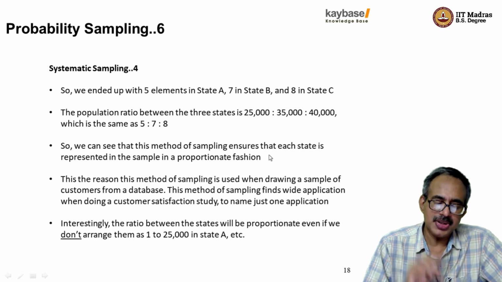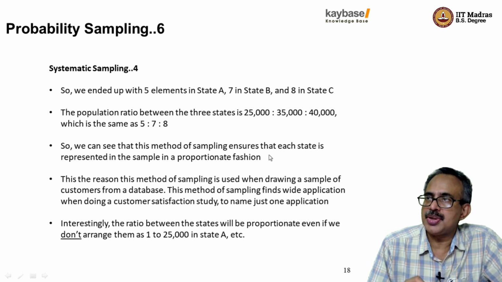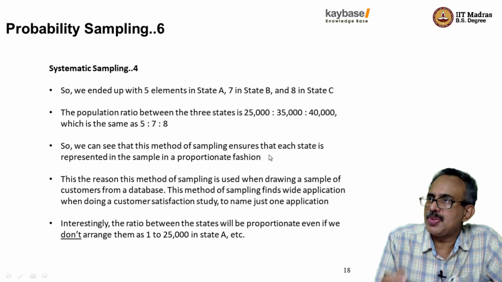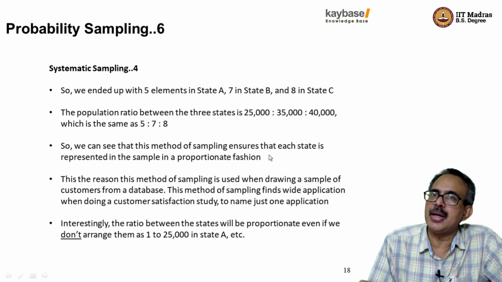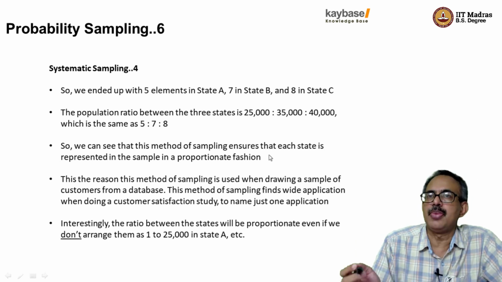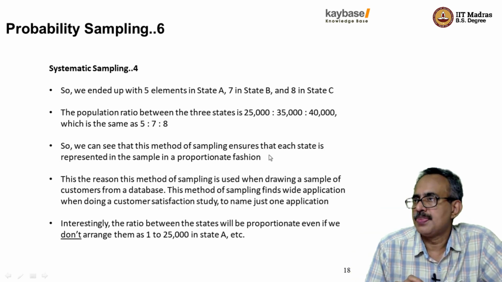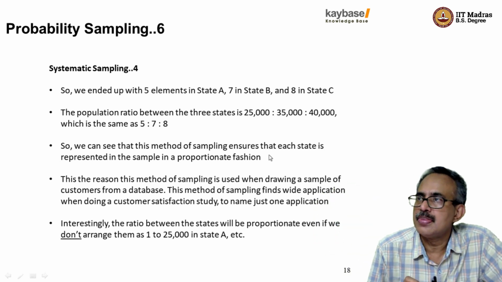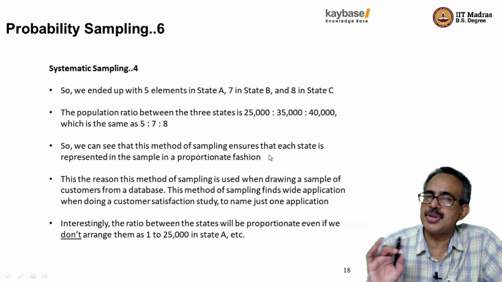Interestingly, in this example, just to make it easier, I said serial numbers 1 to 25,000 are A, just to explain the thing. Actually, even if you don't do that, it will still come. Even if you just put them in any random order, it will still come in the same ratio. I'll leave that for you to try as a home assignment. Have you understood systematic sampling?